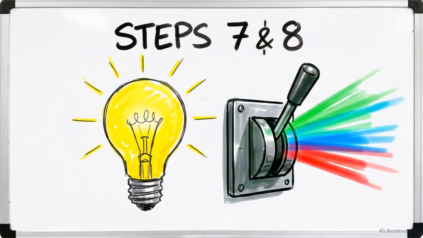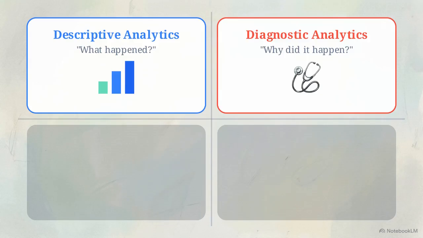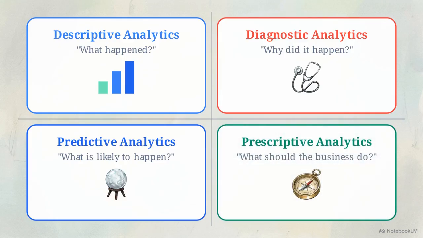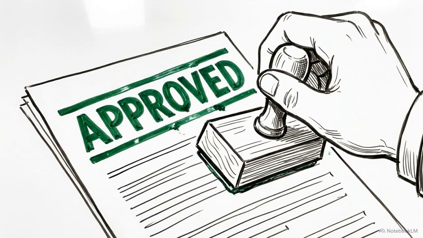This evidence leads to steps 7 and 8, insights and the business decision. Descriptive analytics answers what happened. Diagnostic analytics answers why. Predictive analytics forecasts that profits will drop if return rates remain high. Finally, prescriptive analytics provides the solution: overhaul warehouse operations in the South. Through this rigorous process, raw data has been forged into a definitive business decision.